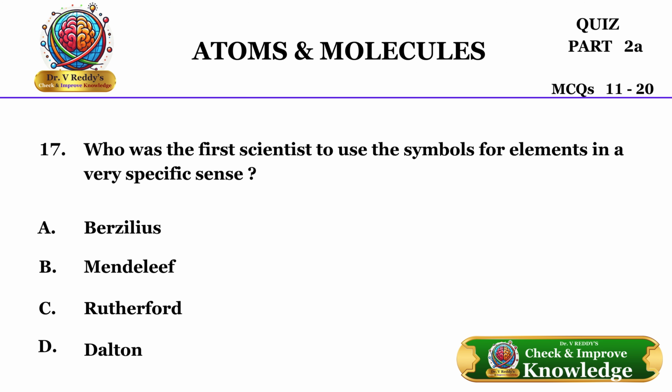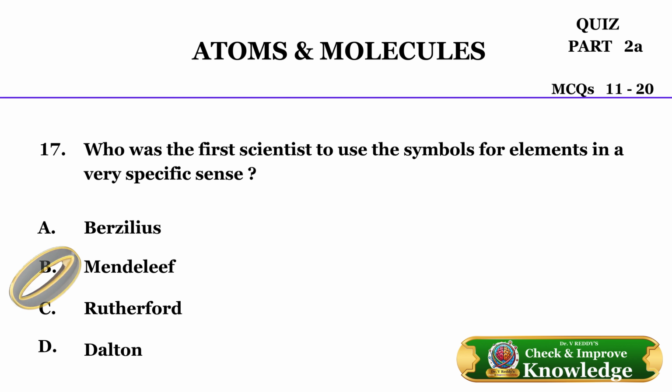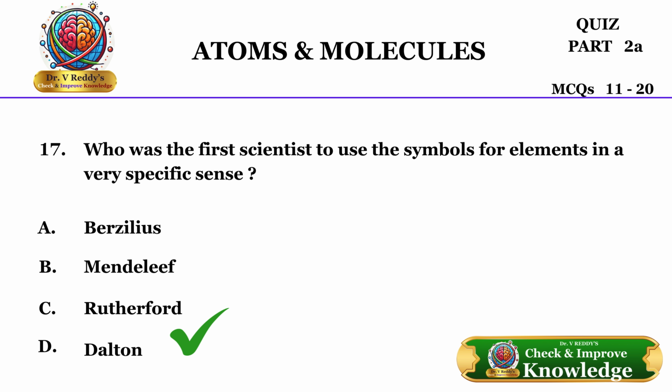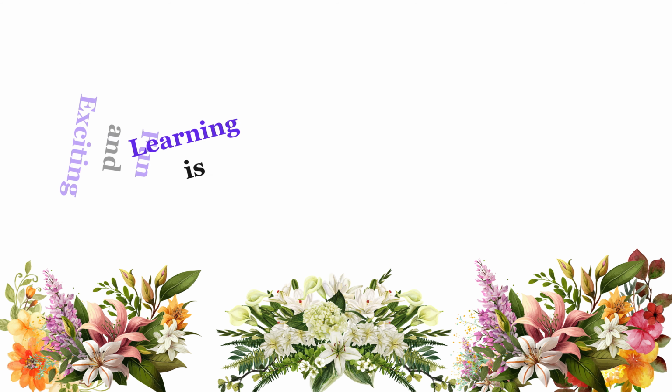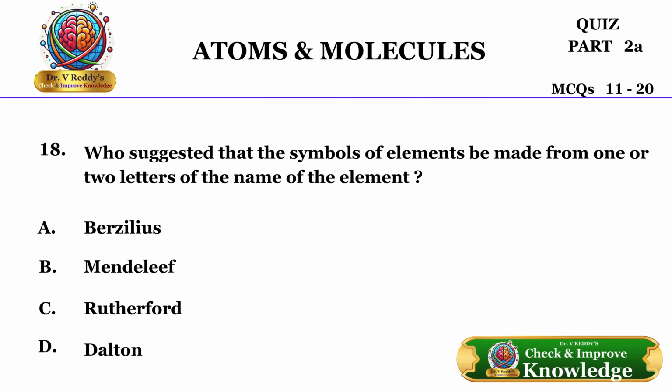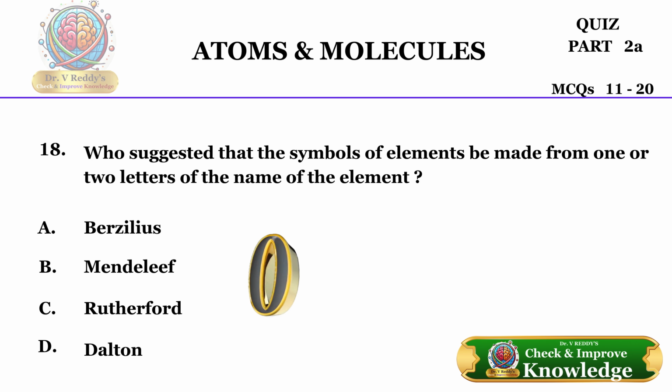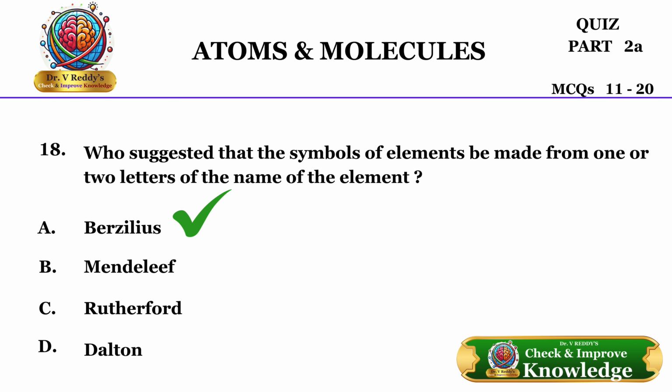17. Who was the first scientist to use the symbols for elements in a very specific sense? D. Dalton. 18. Who suggested that the symbols of elements be made from 1 or 2 letters of the name of the element? A. Berzelius.